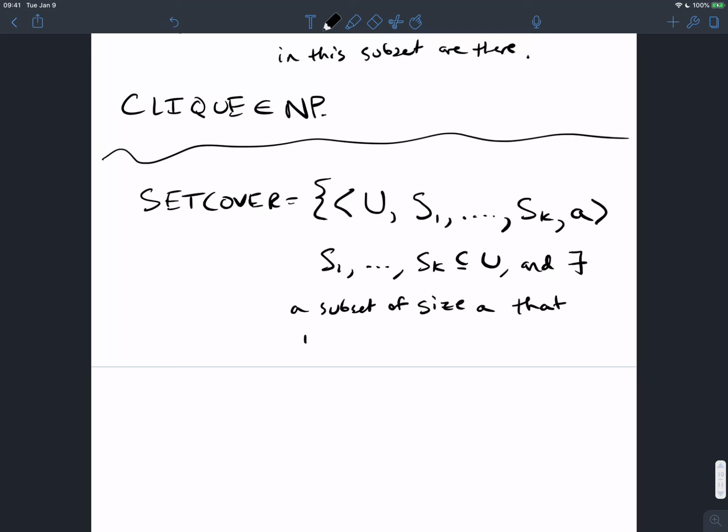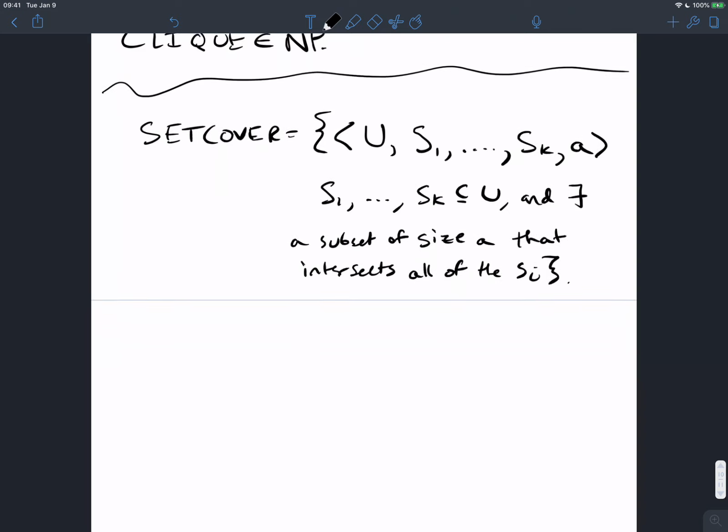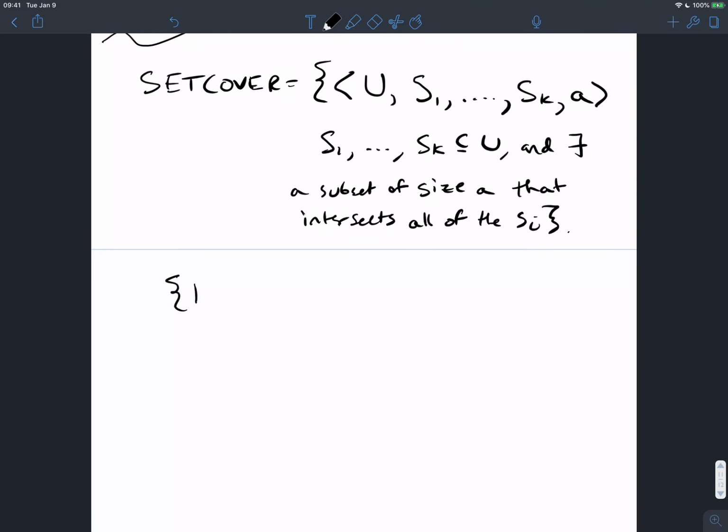that intersects all of the S_i, all of the subsets that I'm given? To make this more concrete, let's say I'm given the sets {1, 2, 4} and {2, 3, 5}, and the integer is 1. Could you find a single element that hits both of the subsets? 2, right? Because that intersects both of the subsets. So there is one here.